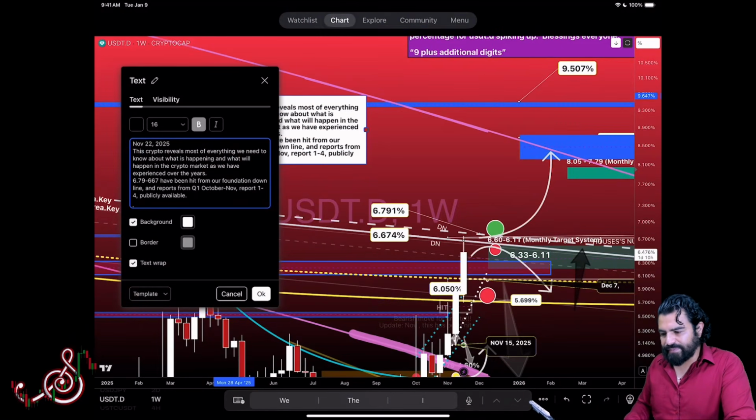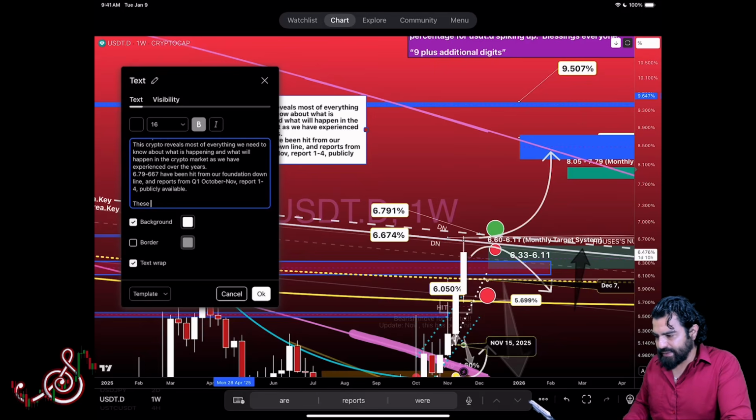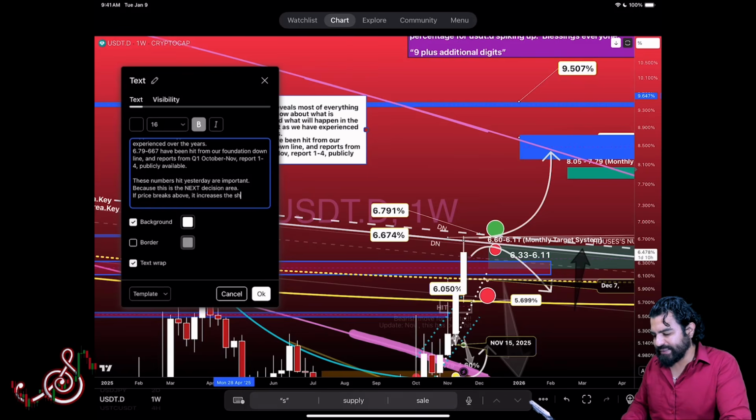So of those reports available, these numbers hit yesterday are important because this is the next decision area. If price breaks above, it increases the statistical likelihood that 8% area, I would say 8% area, will be hit.